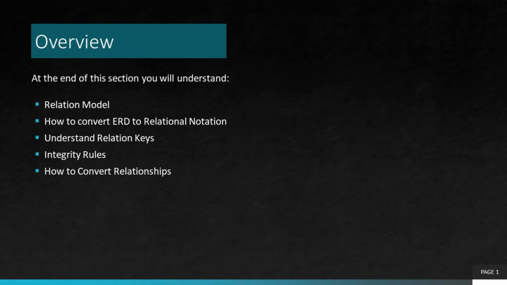So far, we have looked at our conceptual model. Now in this section, we're going to be choosing our data model. There are 4 different types of data model to choose from. You have the network, hierarchical, relational, and object-oriented. Now in this section, we're going to be using the relational model. By the end of this section, you'll understand how to convert an ERD to relational notation, understand relational keys. You'll also have a strong understanding of integrity rules and understand how to convert relationships.